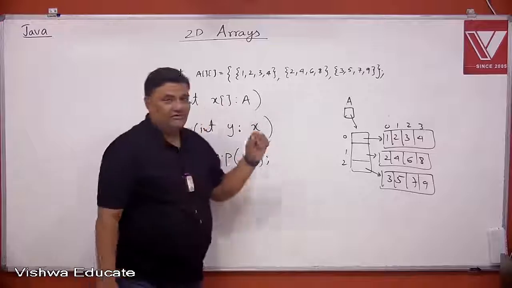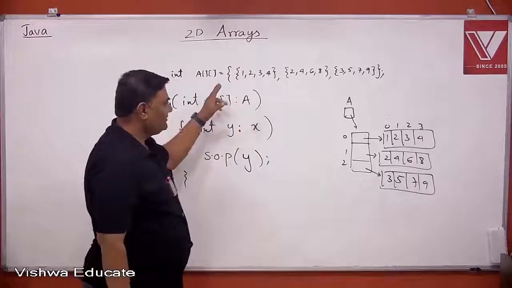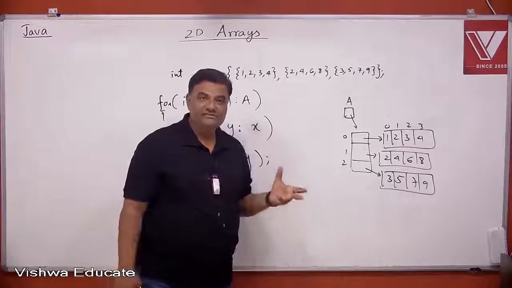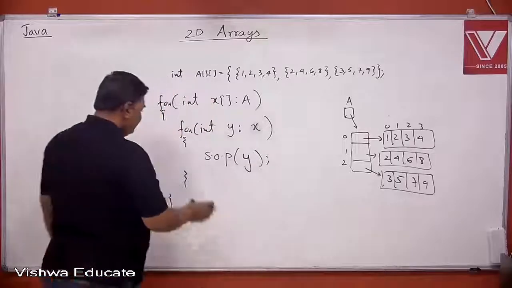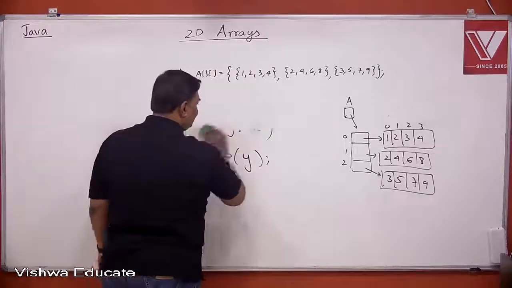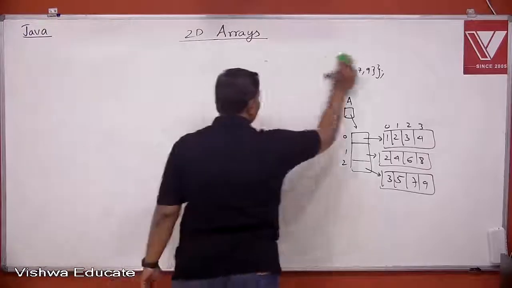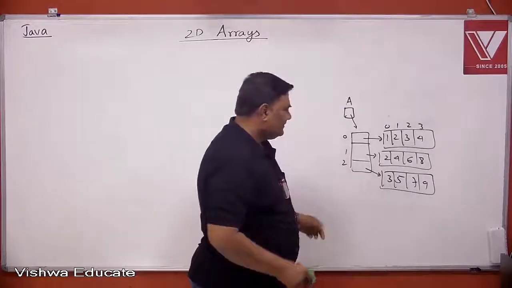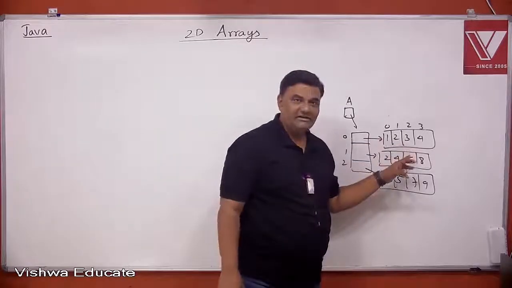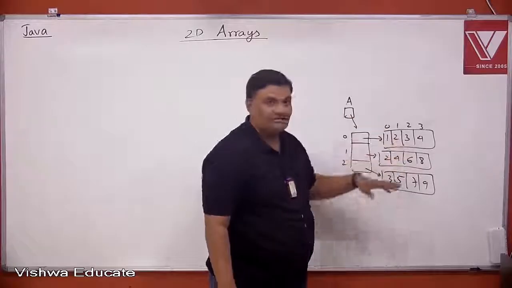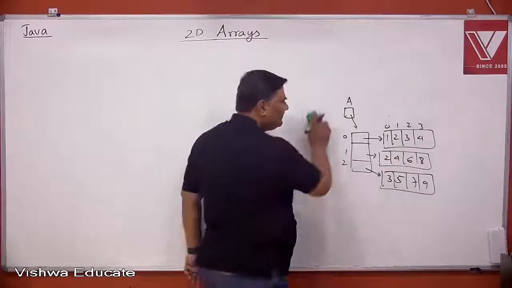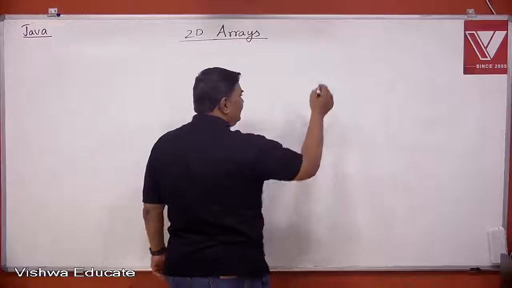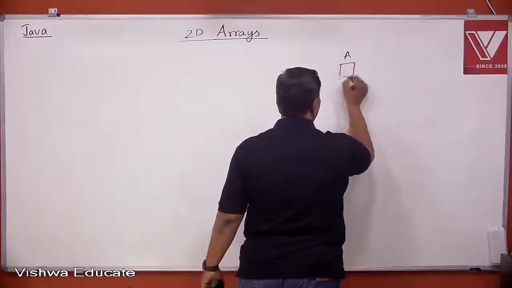So this is how we have seen a two-dimensional array, and we have initialized and created a two-dimensional array of uniform size. Now let us see another type of array. See, this is a two-dimensional array, 3 rows, 4 columns each. Can I have an array like this? Two-dimensional array.